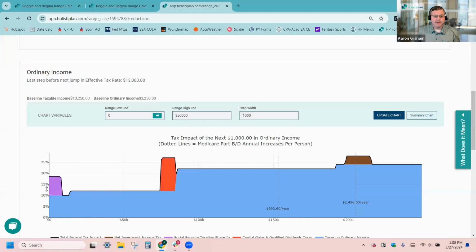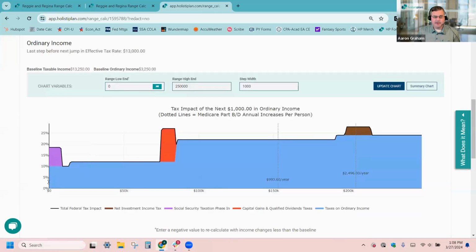So if you remember, Reggie and Regina had Social Security income. What we're seeing here is that they're in the 10% ordinary income tax bracket, as evidenced by that light blue color. I probably should have shown you this, but here we have a key or a legend as to what each of those colors represent. So light blue is going to be your ordinary income tax impact, capital gains, Social Security phase-in, and net investment income tax, at least for this scenario. You'll also see the total federal tax impact is represented by this black line, which is sitting on top of the graph as we go down the x-axis.